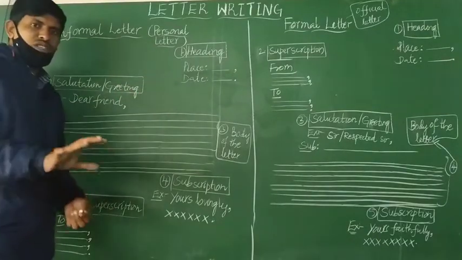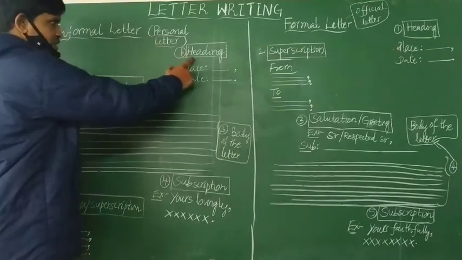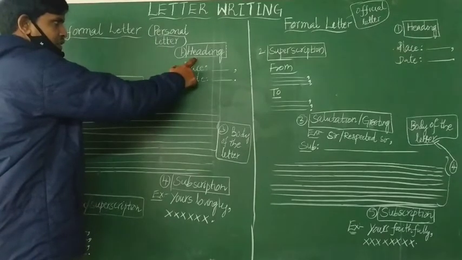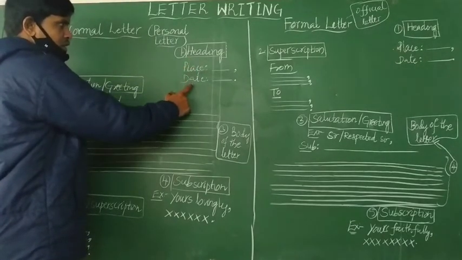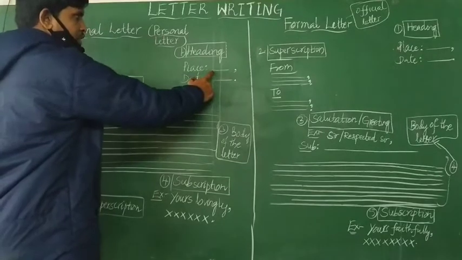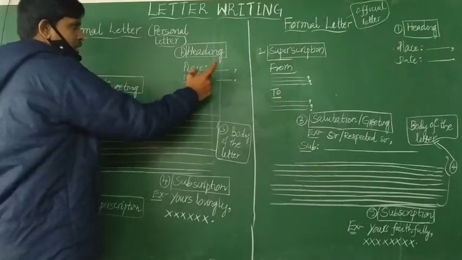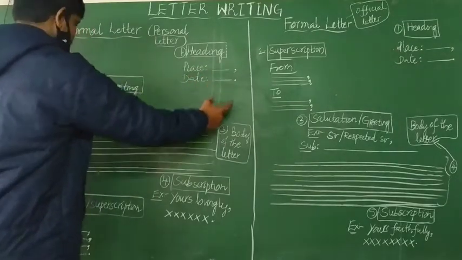So in total, how many steps? 5 steps. The first one is heading. Heading includes place and date. If we write the place, afterwards we should keep a comma. After the date, keep a full stop.